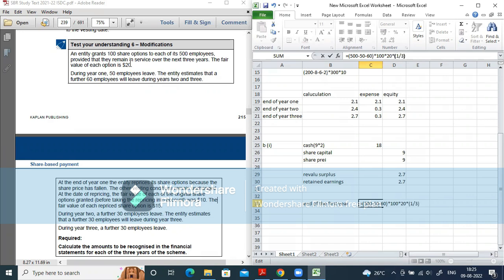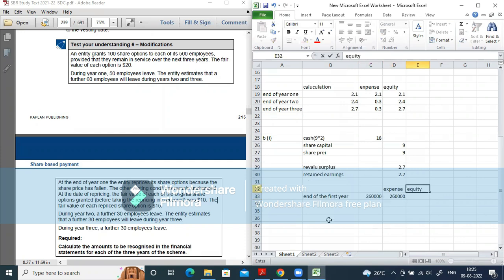I don't think you have any query on this. So the expense which we will be recognizing is 260. Now, end of year 2.